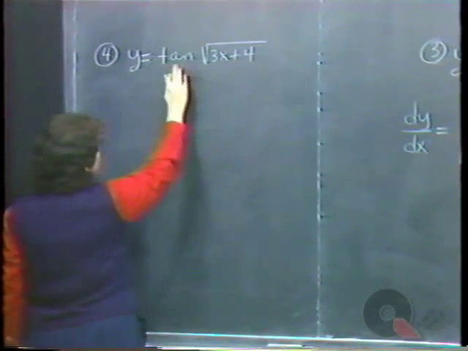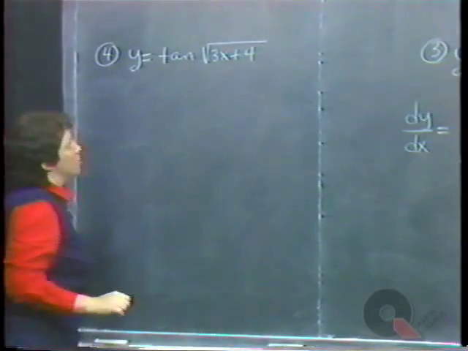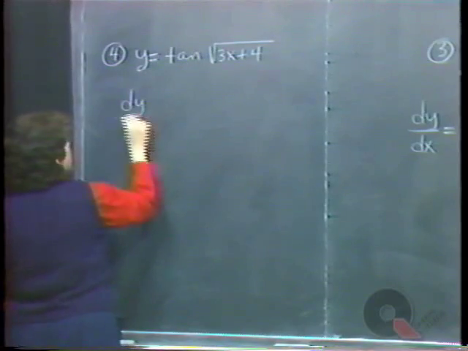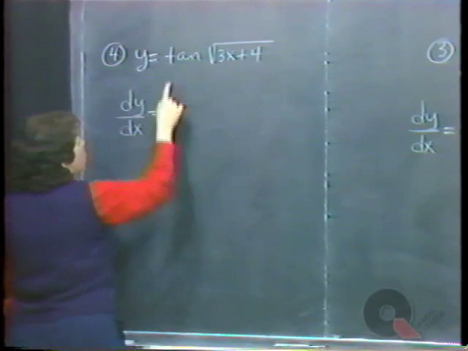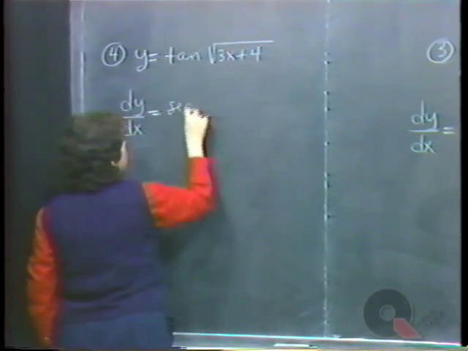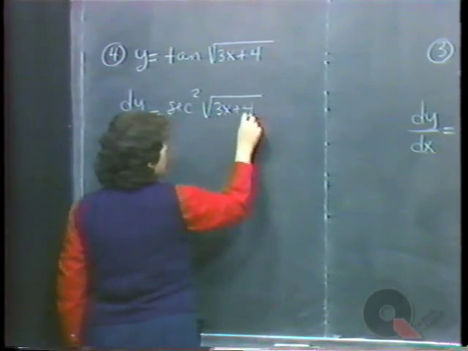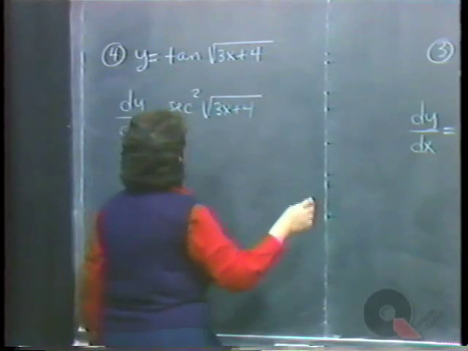If y is the tangent of the square root of 3x plus 4, this is tangent of something. To differentiate this, we will write secant squared of the same function times the derivative of the function.